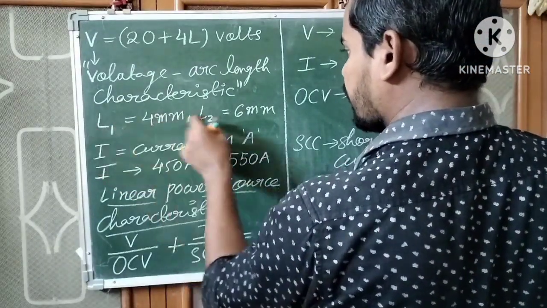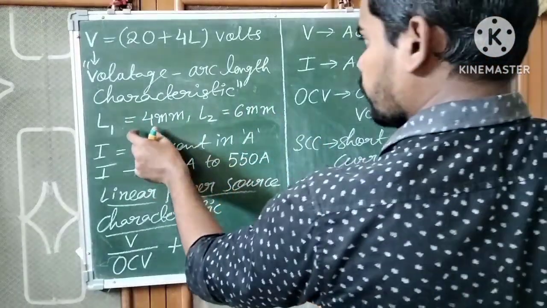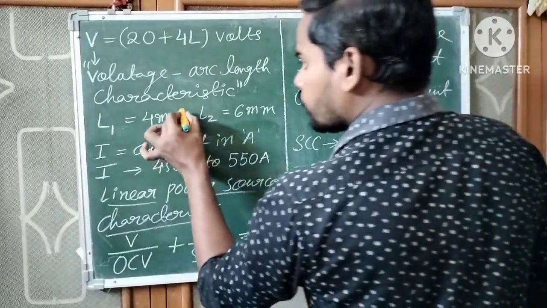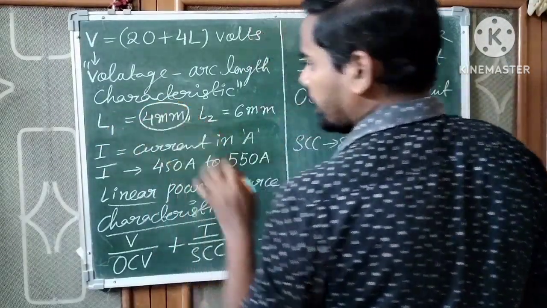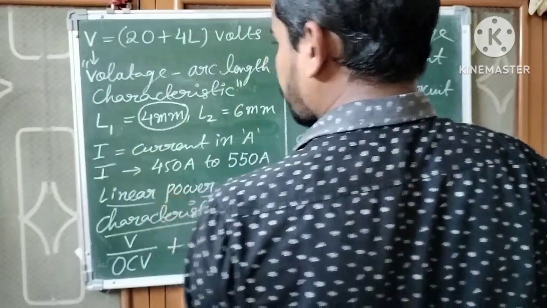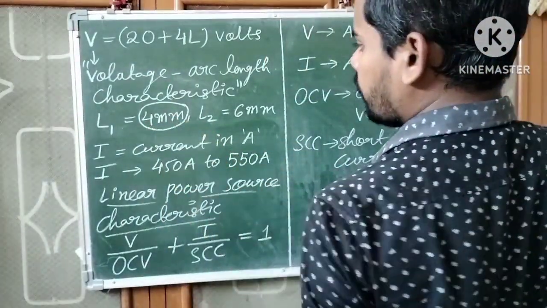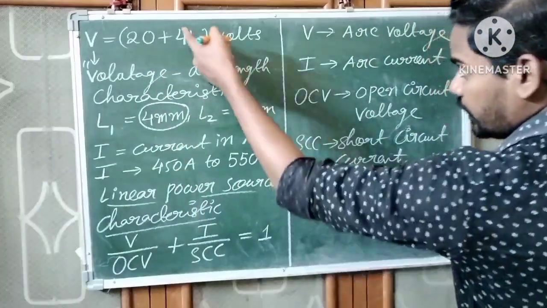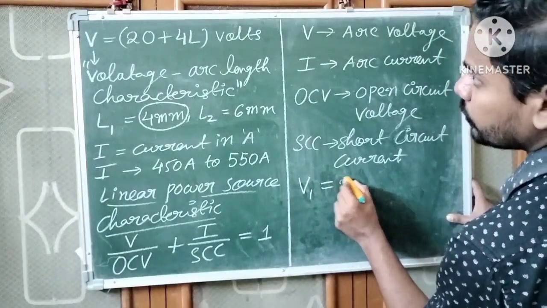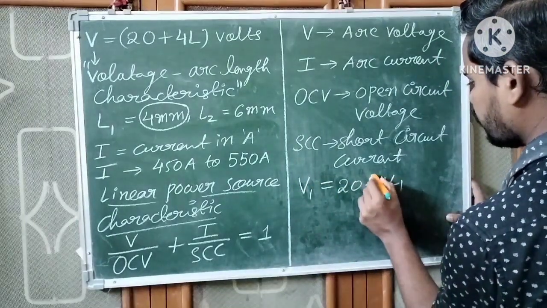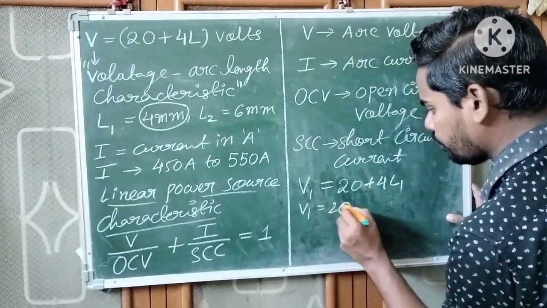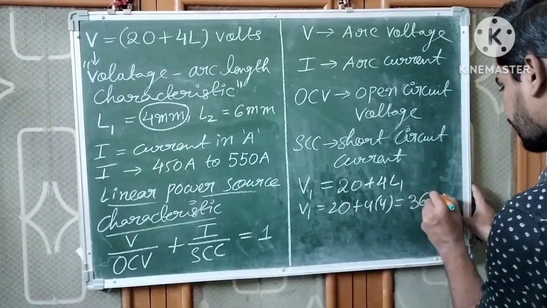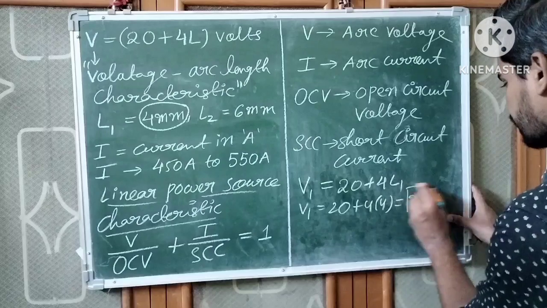The arc length varies from 4 mm to 6 mm. So for arc length L1 equal to 4 mm, what is the voltage? To produce this arc length, what is the required voltage? How much voltage must we give to get this arc length in welding? Using this relation, V1 is equal to 20 plus 4L1. Now V1 is 20 plus 4 into 4, 4 4s are 16, 20 plus 16 is 36 volts. This is V1.